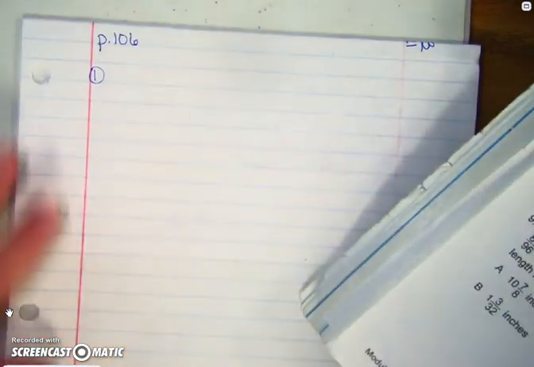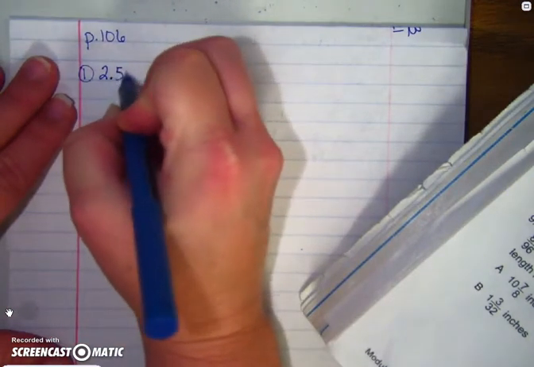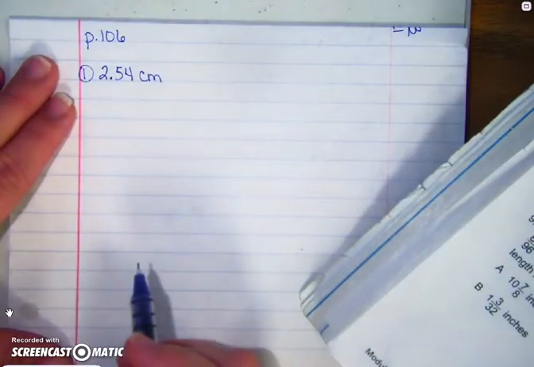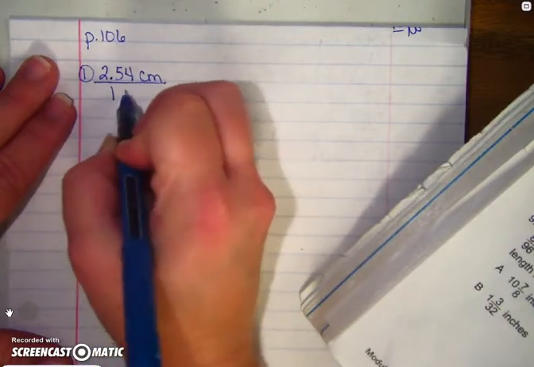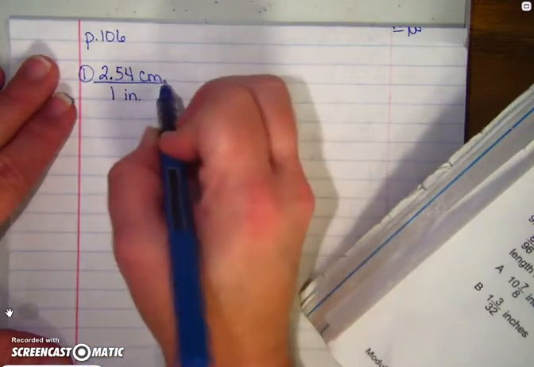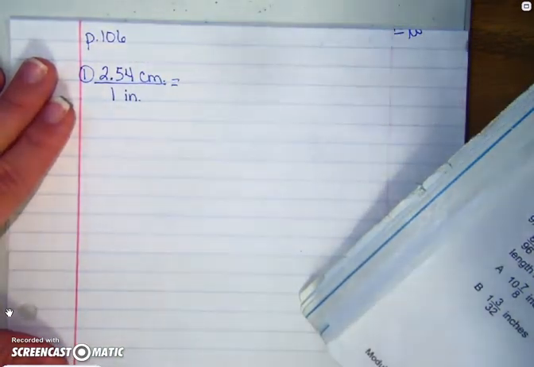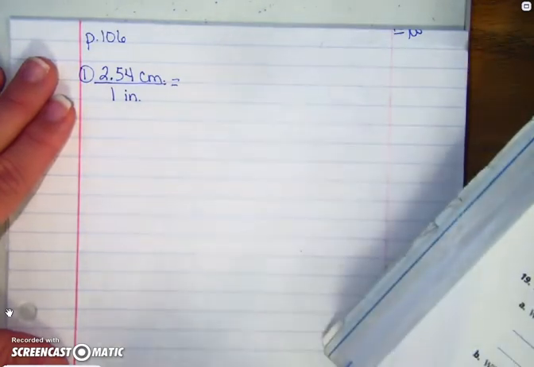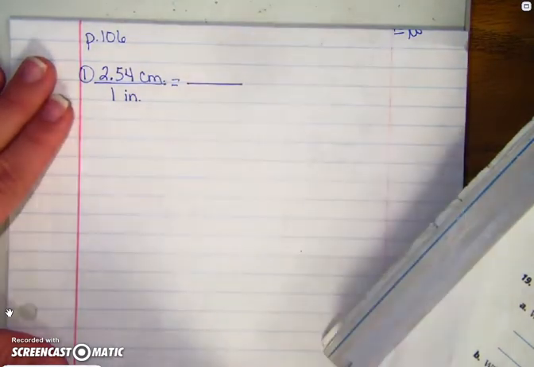So on your paper, you're going to write that conversion factor, 2.54 centimeters, and I'm going to abbreviate that cm, to 1 inch. But our problem wanted to know if we had 12 inches. So we have to set up the rest of our proportion with our inches.